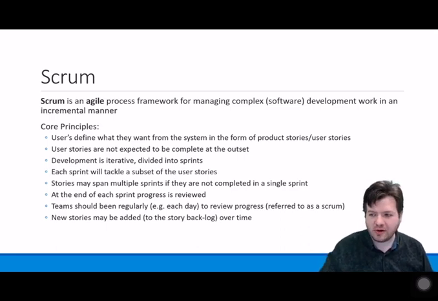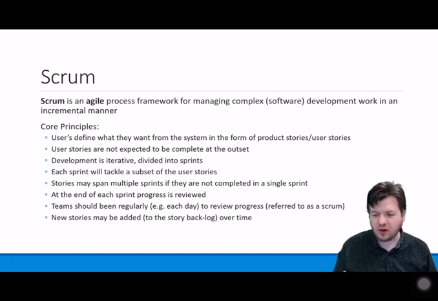So the core principles of Scrum are as follows. First of all, development is defined in terms of the functionality that the system is to provide from a user perspective, in the form of product stories or user stories, which we've written down somehow. User stories at the beginning of the project are not expected to be complete, so there will be missing user stories and potentially new stories can be added later.